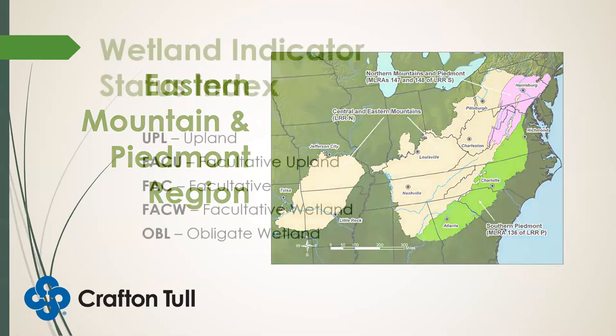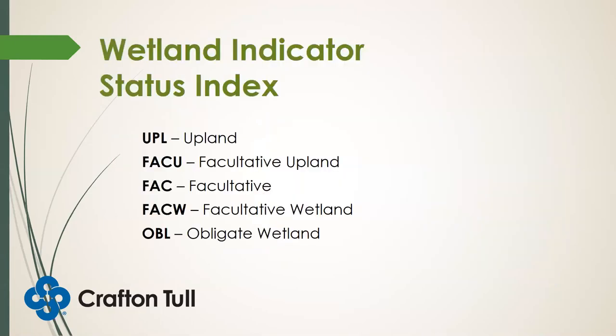So what are the different wetland indicator statuses? Have them listed here. UPL stands for upland. These are going to be plants that prefer well-drained soil. They can't handle inundation or much moisture. They are typically found high on the landscape in areas where ponding typically will not occur.